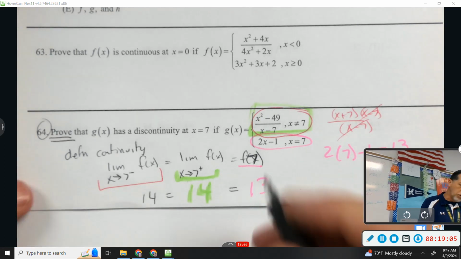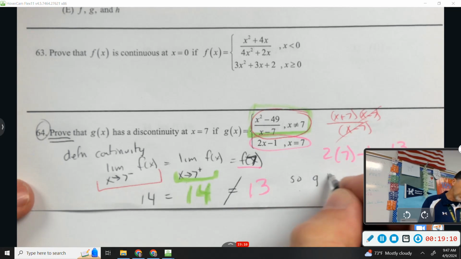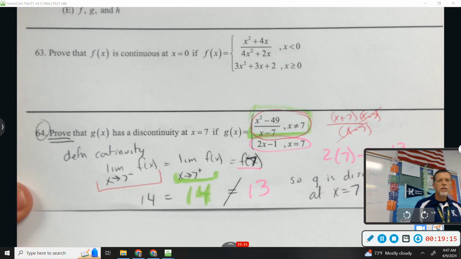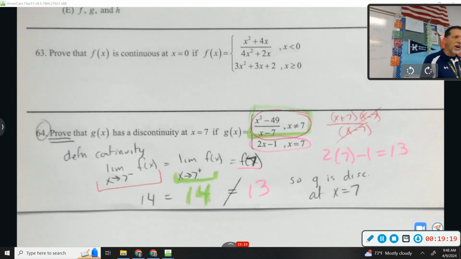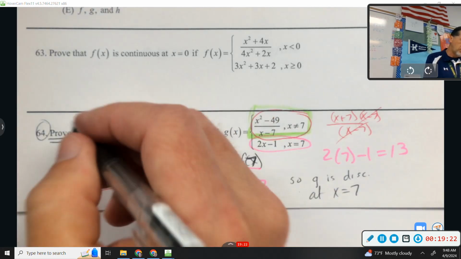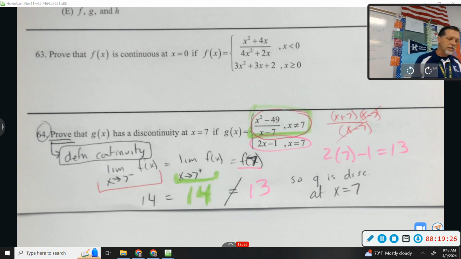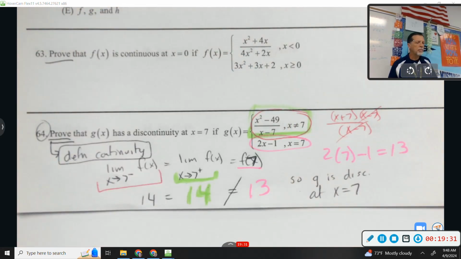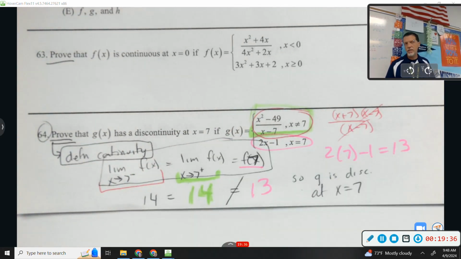So close, and yet not really. So g is discontinuous at x equals 7. So the proof, again, not a geometry proof at all, really is just start with the definition of continuity, and either it works or it doesn't. So with the proof stuff, same thing with 63. Use this definition as your starting point, and then if it all works, then you're good. If it doesn't work, then it's discontinuous.